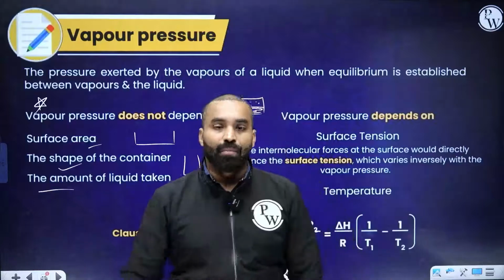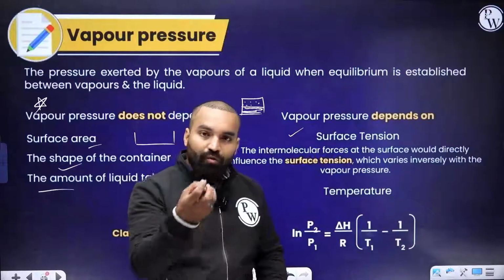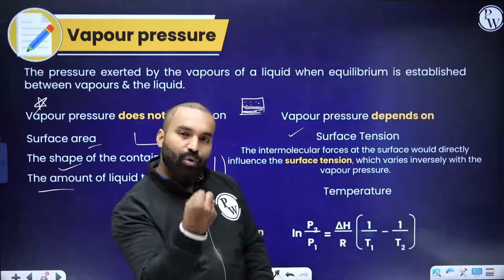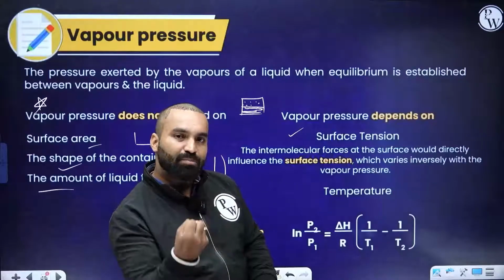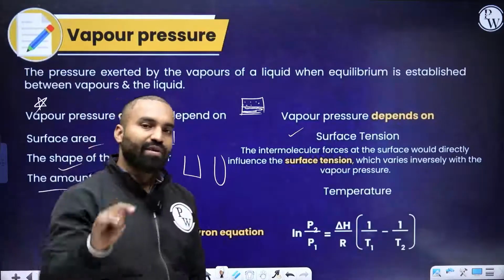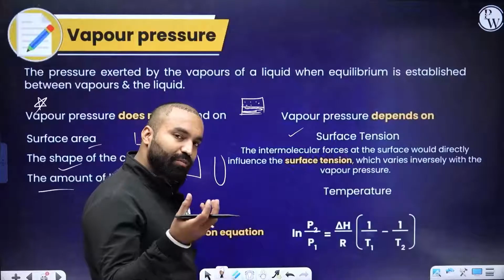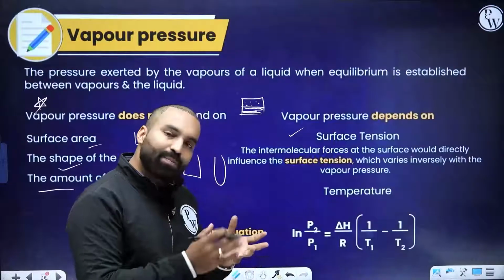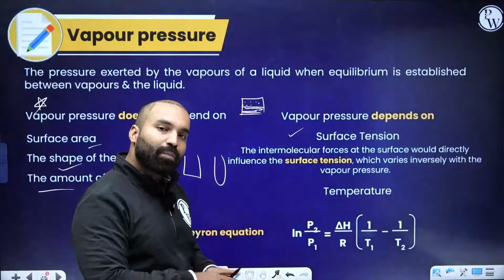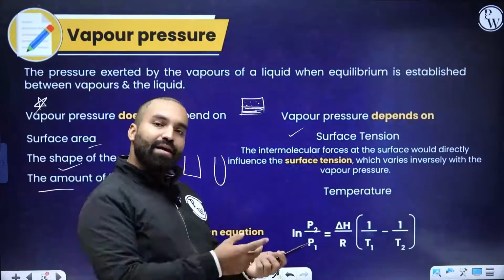It does not depend on these. But the factor the vapor pressure does depend on is surface tension. What is surface tension? It is the force with which the molecules on the surface are pulled by the particles just below that surface. The intermolecular forces at the surface will directly decide how much the vapor pressure will be. If the liquid is dense, the particles just below the top surface are being pulled by the lower particles, so they will not let them go easily. You need to provide more heat, heating it to a higher temperature.